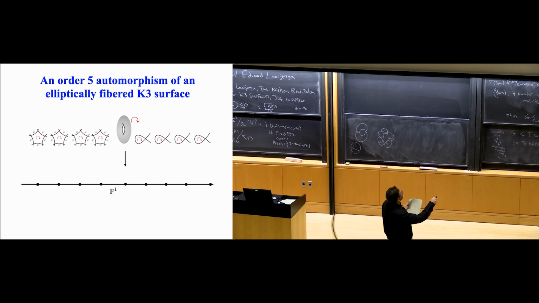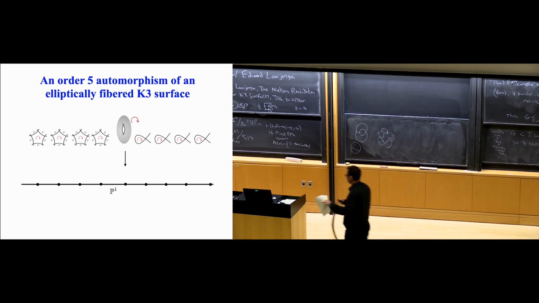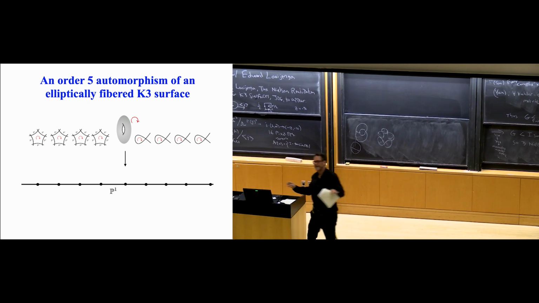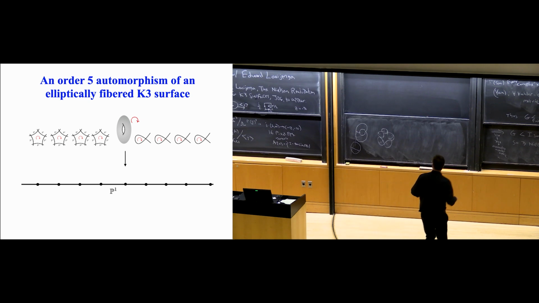Here, rotate these by 2 pi over 5 and 2 of them by 4 pi over 5. This has order 5, and its complex structure. And amazingly, it's sort of absolutely unique. I mean, I'll tell you later.